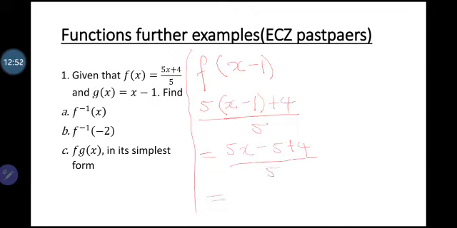Then we're going to have 5x, negative 5 plus 4, it's negative 1 over 5. So we have that fraction, it's in simplest form, and it means that our f g of x is equal to 5x minus 1 over 5. Thank you.